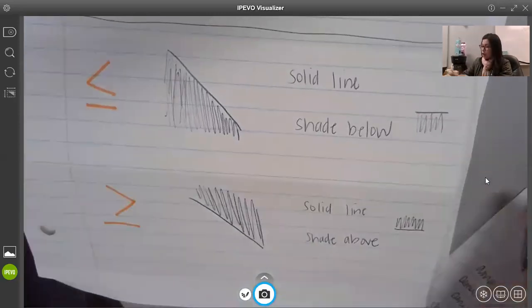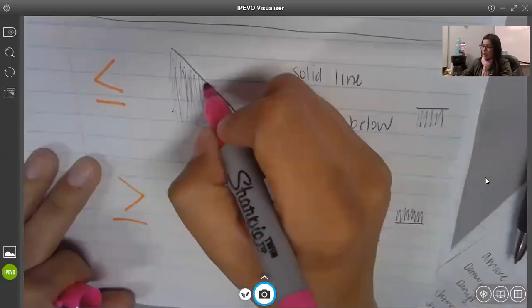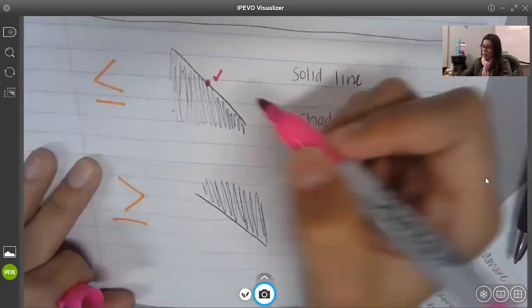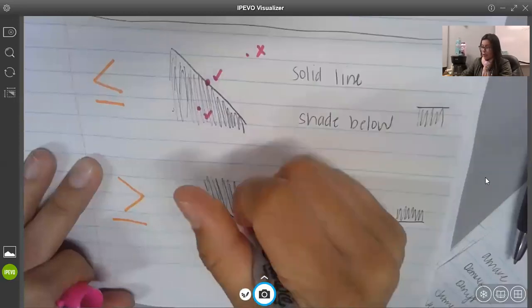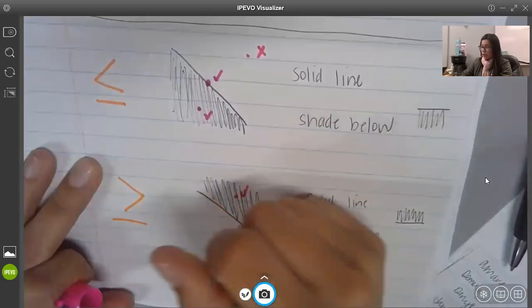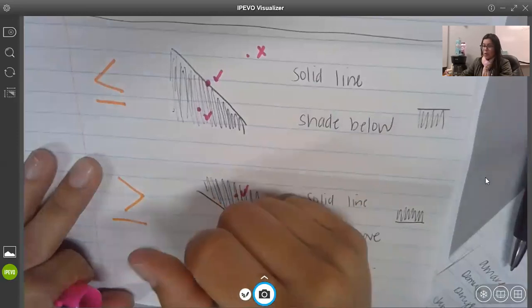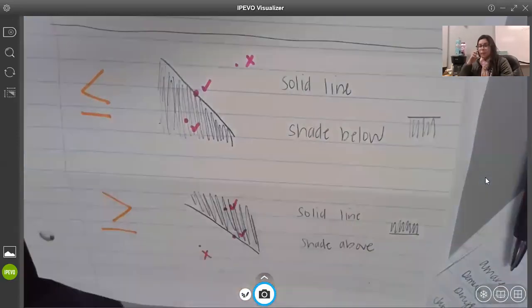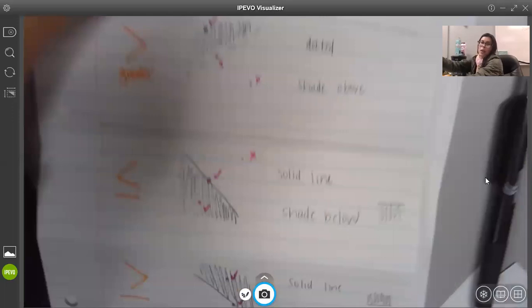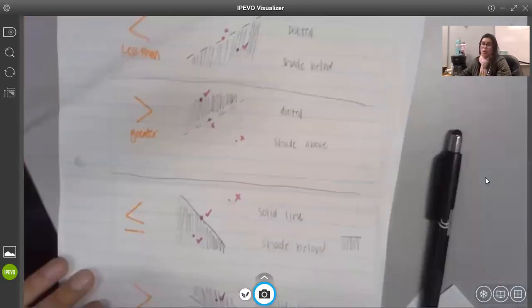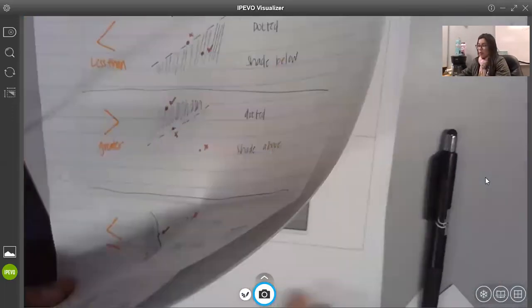So if you have solutions, if it's on the solid line, it does count as a solution. If it's in the shaded area, it counts. If it's in the white, it does not. Shaded, yes. Solid line, yes. The white space, no. That's how you know. So those are solutions for inequalities. Now I'm going to ask you some questions so that you can tell me which one is a solution or not.